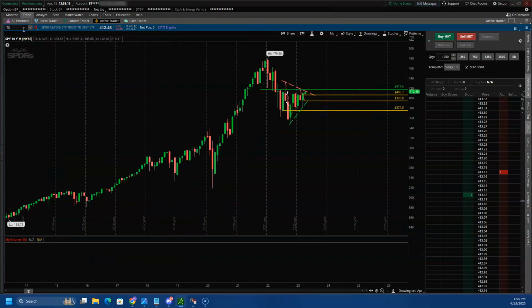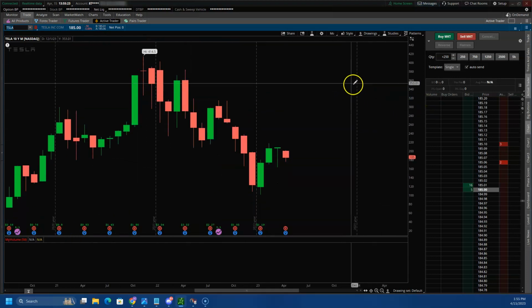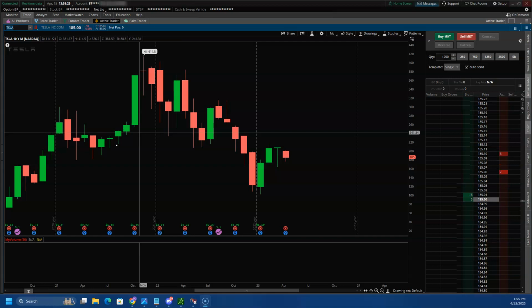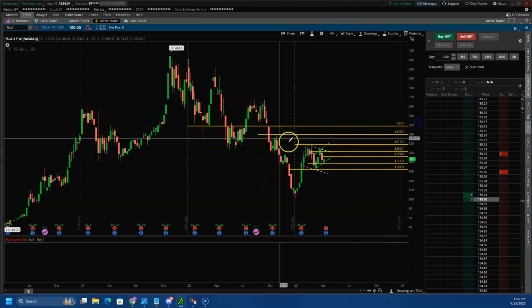Okay, Tesla. Monthly view, not really telling much, except this was the support and now this is the resistance. Let me bring in the levels. There you go. Let's check out the weekly structure.